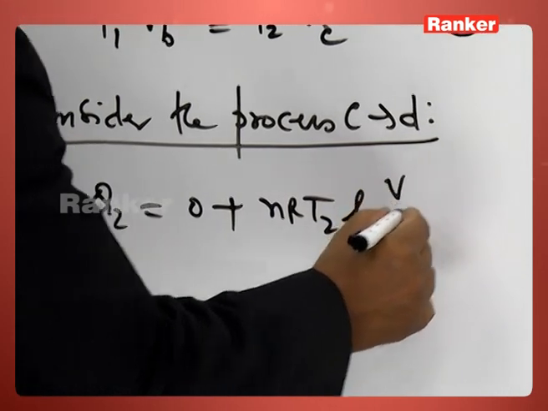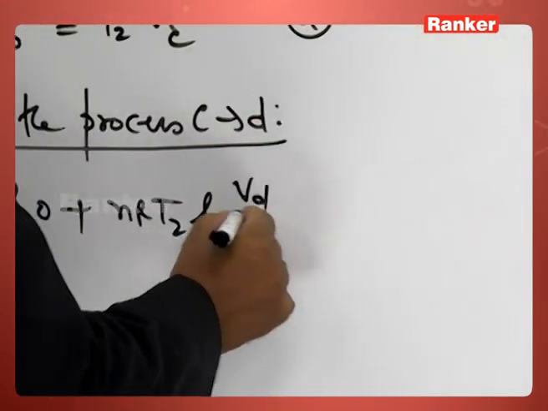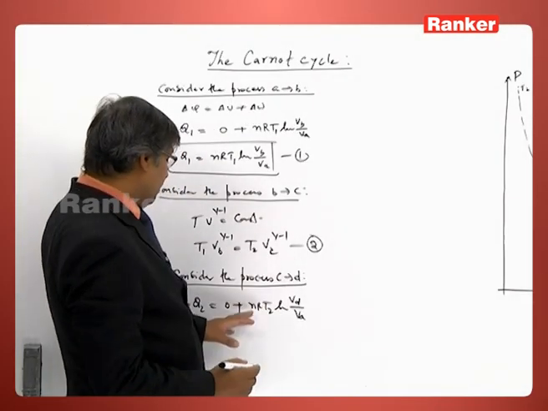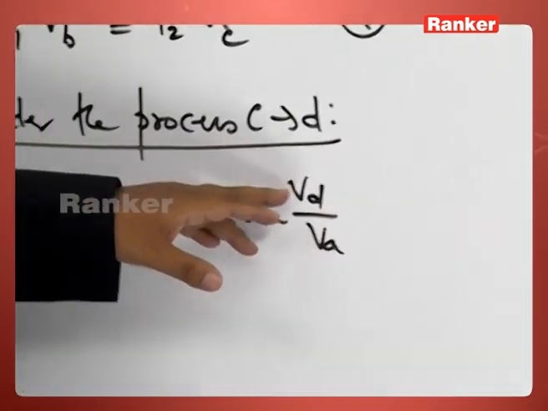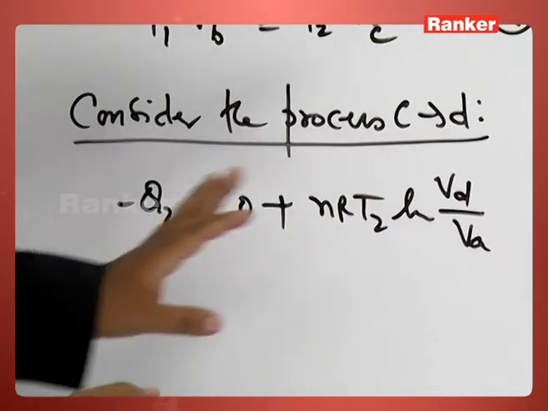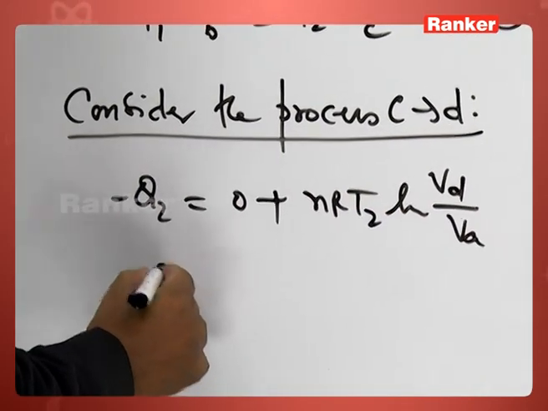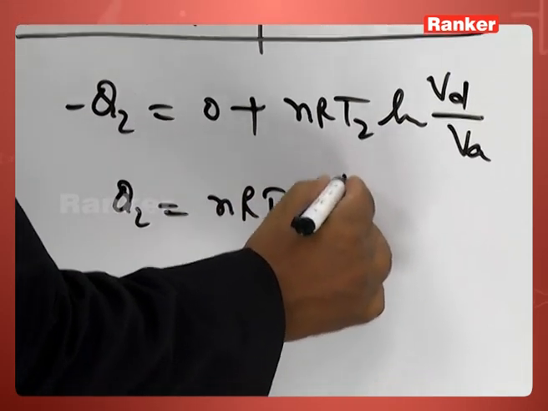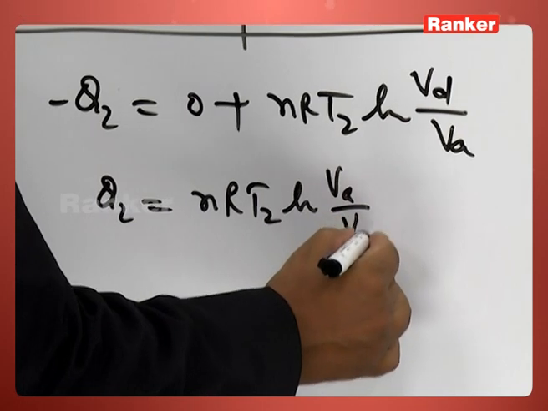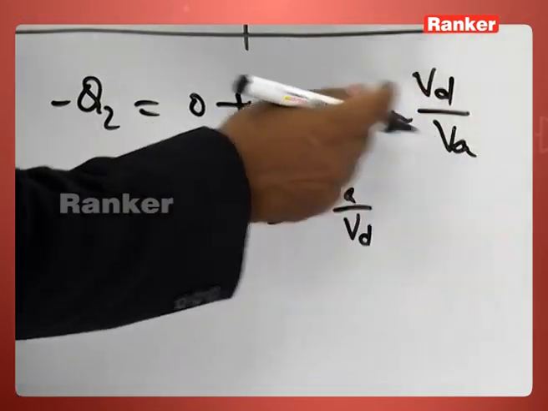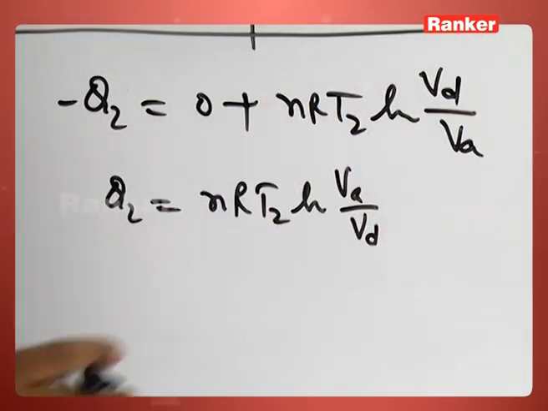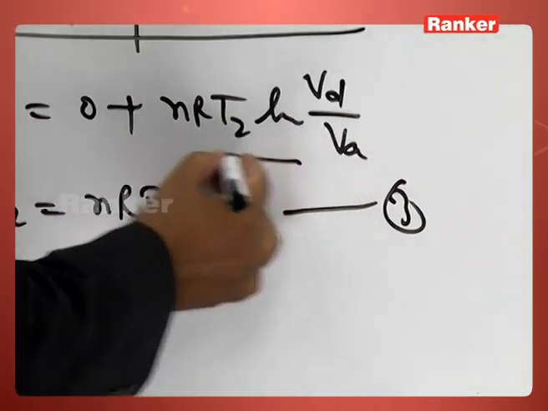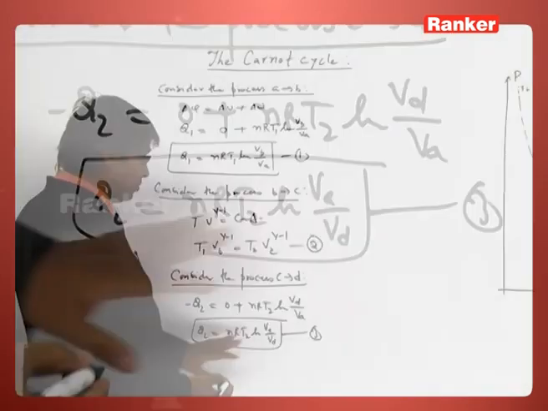ln Vd by Va. So you see this Va is more than Vd. So anyway, this is Q2. So we can further write Q2 as nRT2 ln Va by Vd. This is Va I have brought, so minus will cancel and it will be easy. This is equation 3. So no minus, so it looks nice.